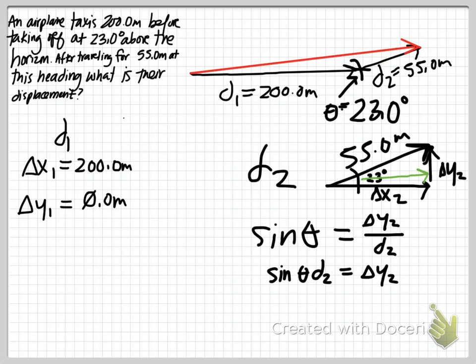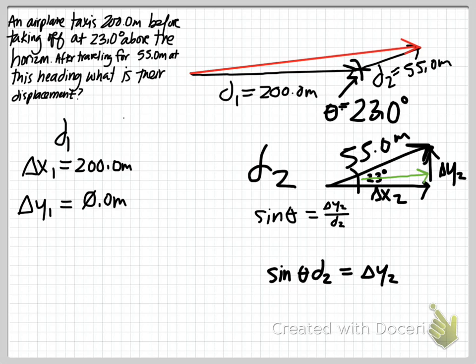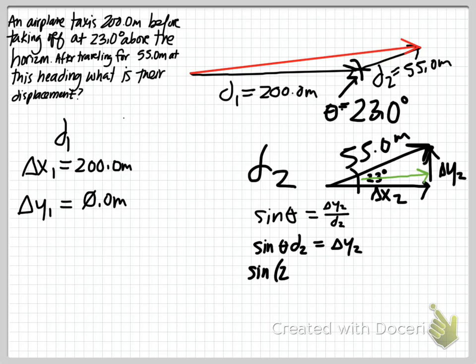I'm going to shrink this. I'm going to plug in my numbers. Sine of 23.0 degrees times 55.0 meters.